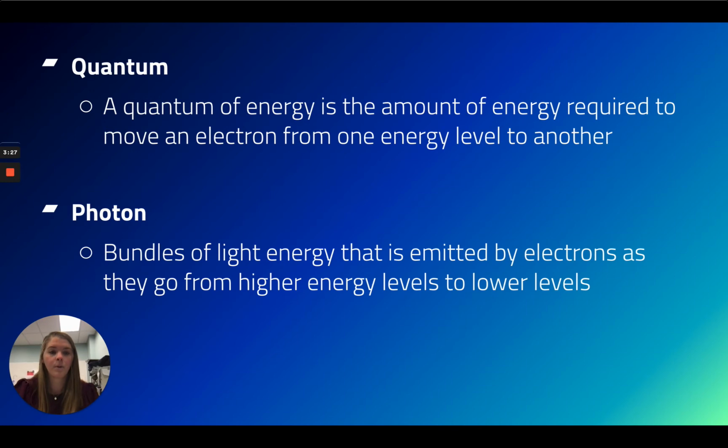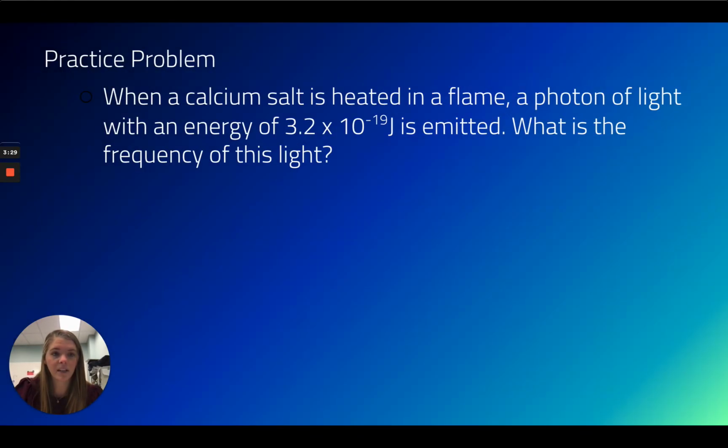Okay, we are going to do a little practice problem here. So when a calcium salt is heated in a flame, a photon of light with an energy of 3.2 times 10 to the negative 19 joules is emitted. What is the frequency of this light? Okay, we're going to solve this together, so let me go ahead and pause us and bring us back to our whiteboard. Alrighty, hopefully you can see this whiteboard okay.